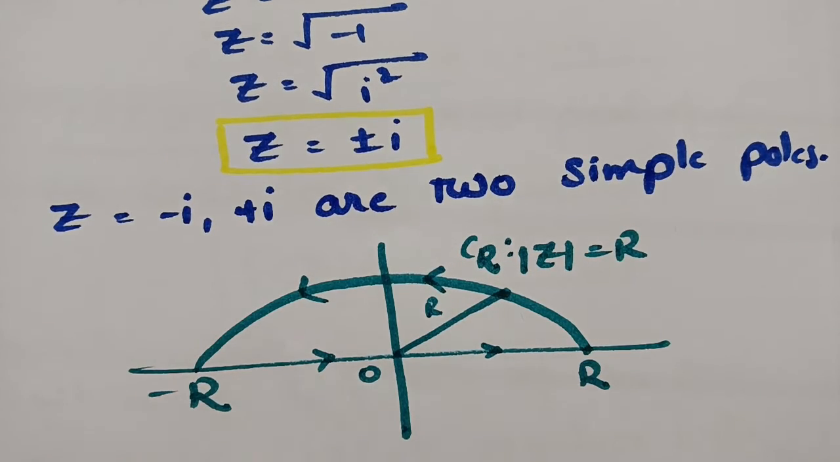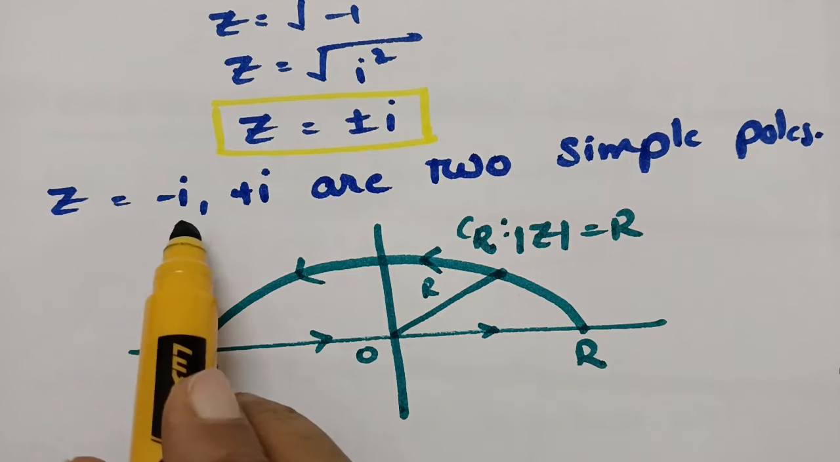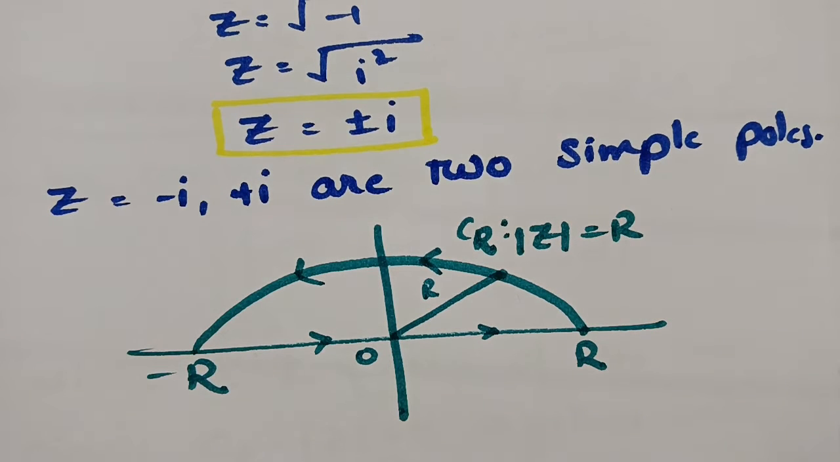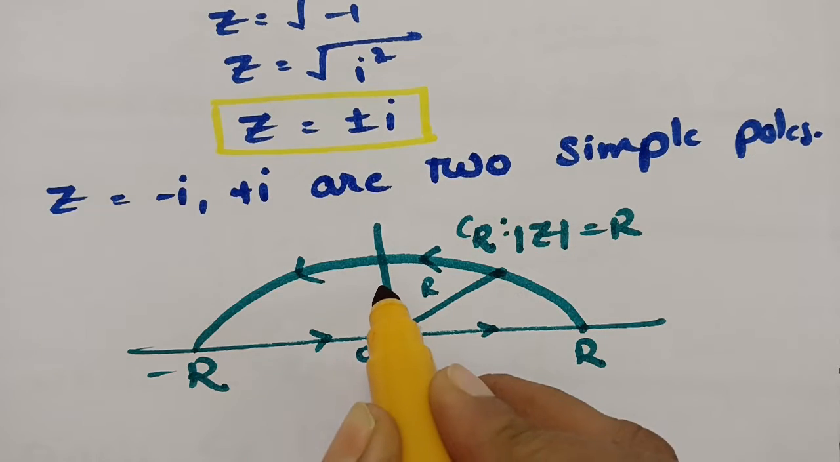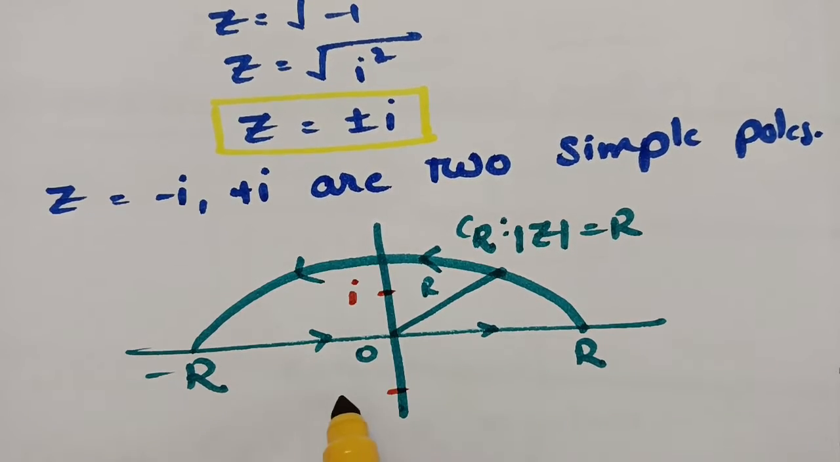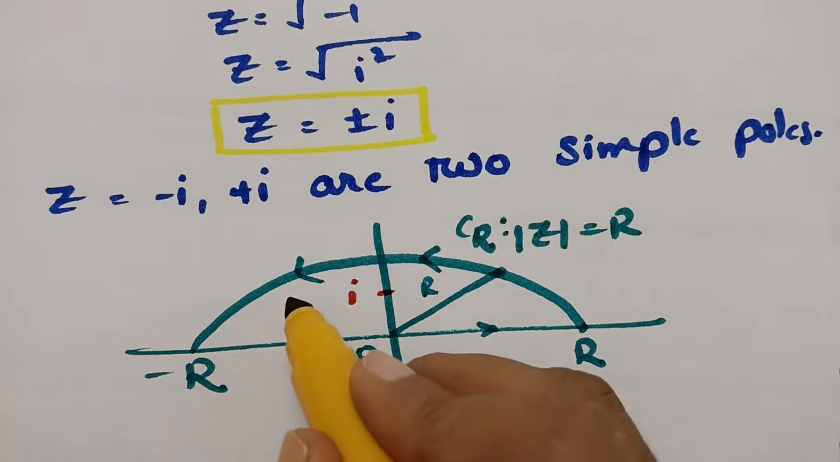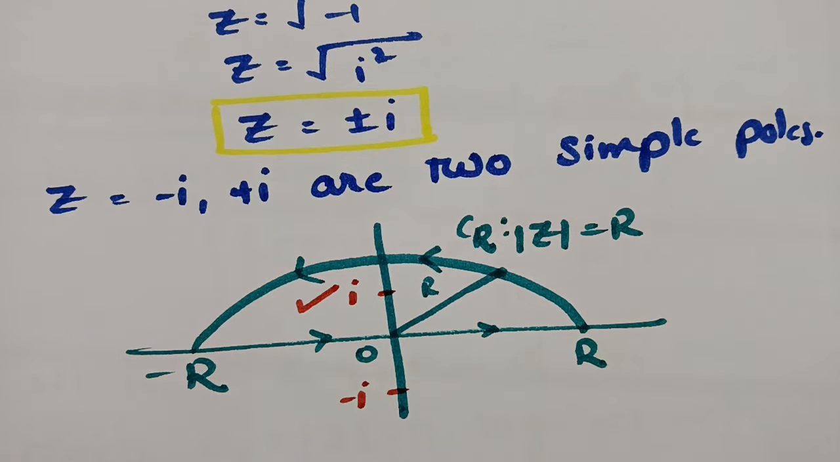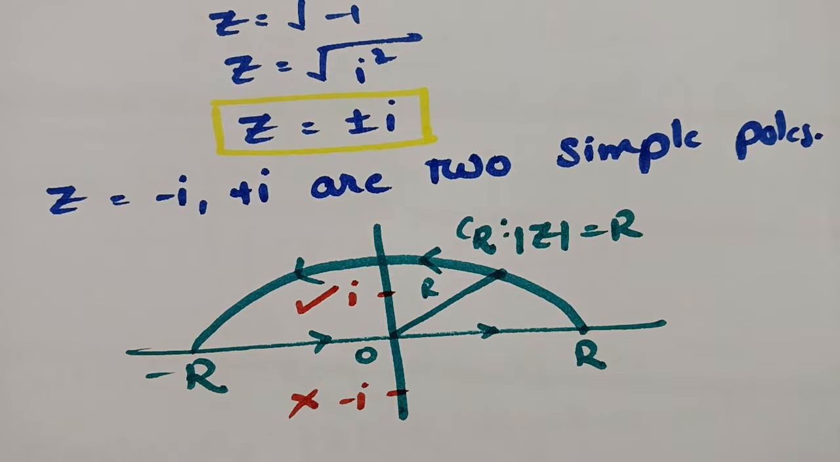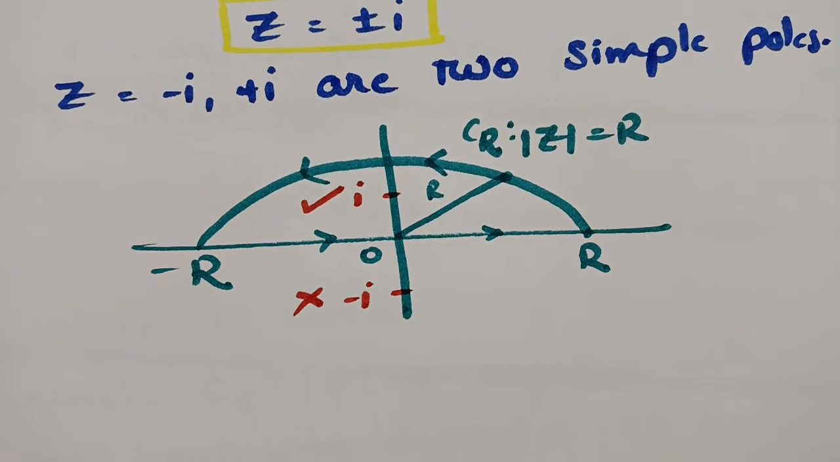Now we have to check whether these two poles lie within, on, or outside the given contour. As you know, this will be plus i and this will be minus i. It is very clear that plus i is within the contour and minus i is outside the given contour. So after that, what do we have to do? We have to find the residues for the interior poles. For finding the residues of the interior poles, what do we have to do?